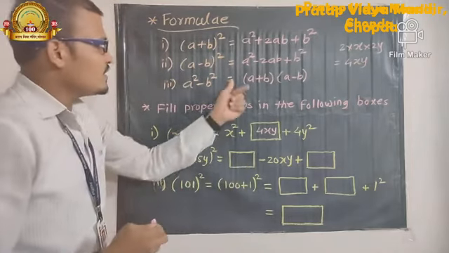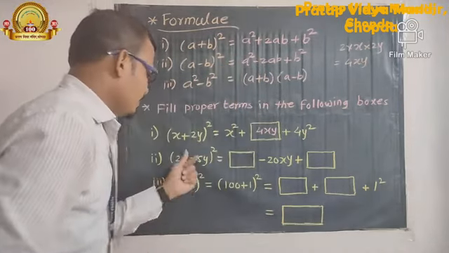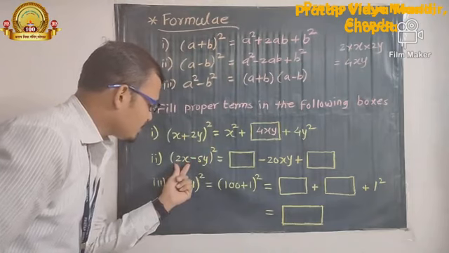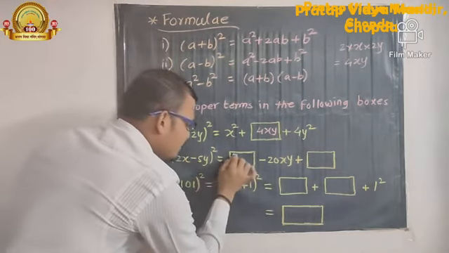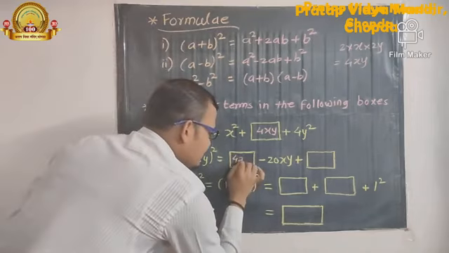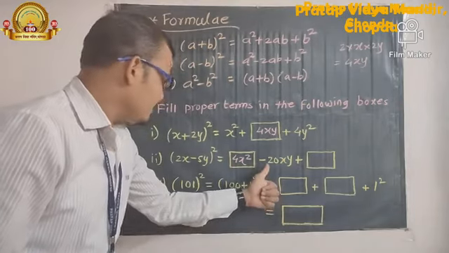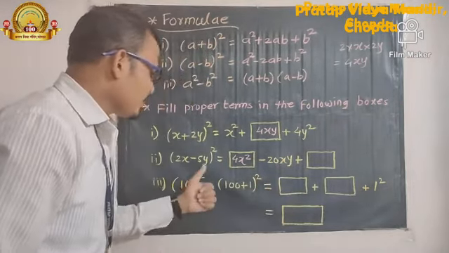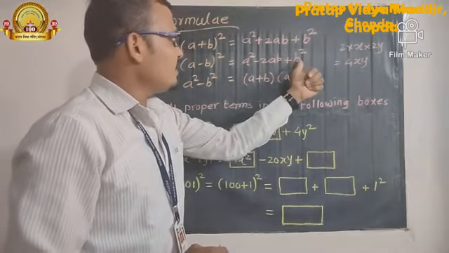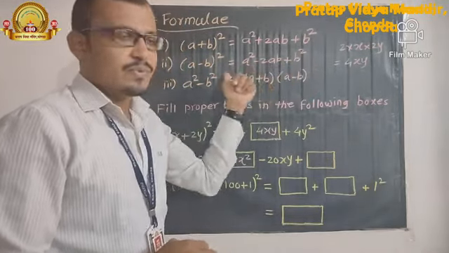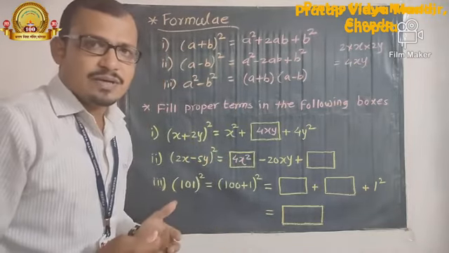The first term is missing. What is our first term? a², that is the square of the first term. So the square of the first term is (2x)². Square of 2 is 4 and square of x is x². So our first term is 4x². Then the second term is already given, -20xy, and our third term is plus, what is the last term here? b², that is the square of the second term. So the square of the second term is (5y)².